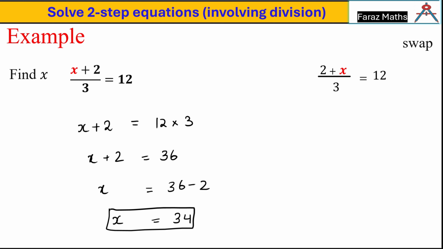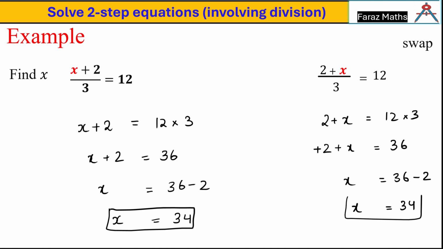If we have 2 plus x over 3 equal 12, the question will remain the same. You can do it in this way. 2 plus x equals 12 times 3, because 3 is in division, it will multiply on the other side. And then 2 plus x is equal to 36. Now this 2 is in addition with x, so it will subtract from the right side. And this will give you again x equals 34.